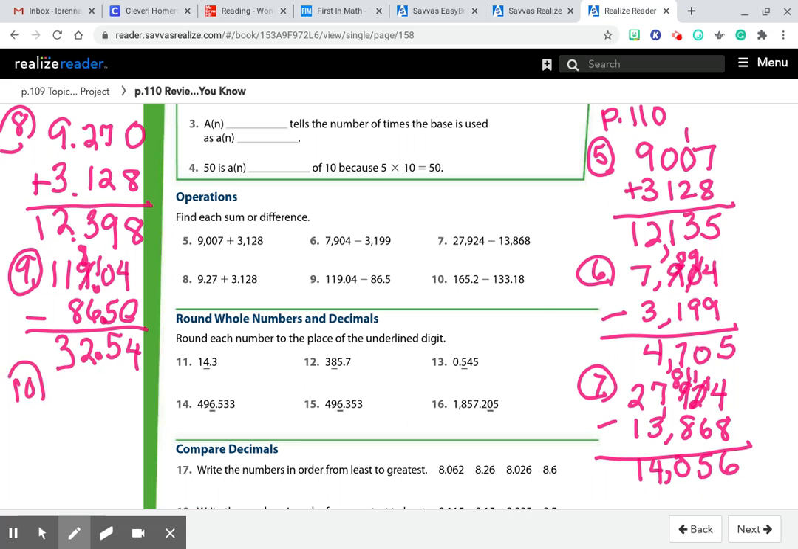Number 10, 165 and 2 tenths, minus 133 and 18 hundredths. Annex my 0. I'm going to do some regrouping.